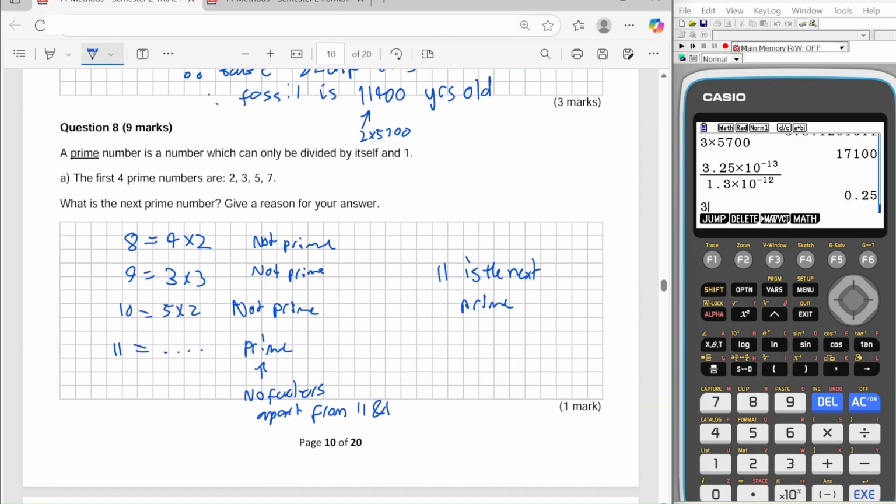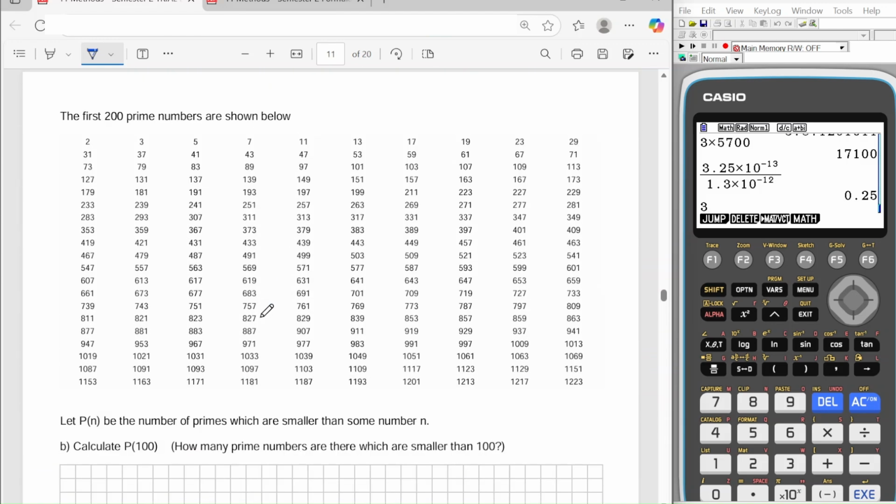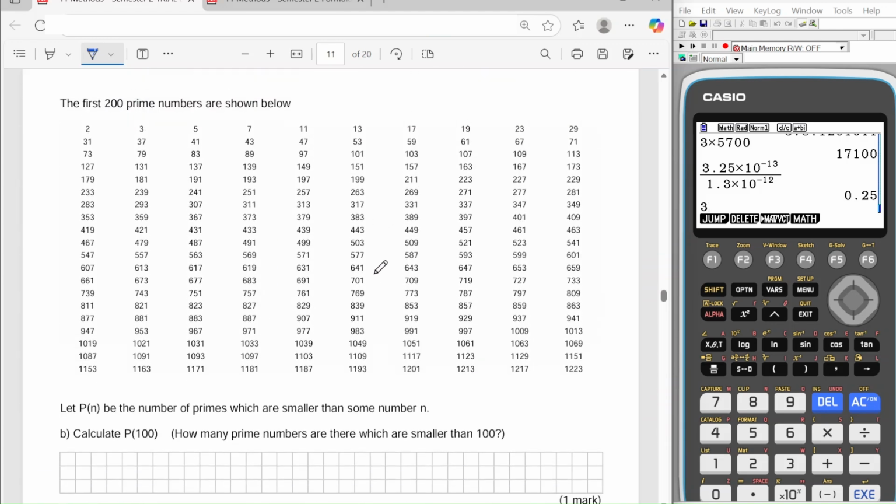So notice in particular, I'm showing that all the ones before 11 were not prime. And that's really important because I could have just pointed out that 13 was a prime number and then claimed that was the next one, even though I missed 11. It's really important you do that. And that's a big list of prime numbers. We want to calculate P100.